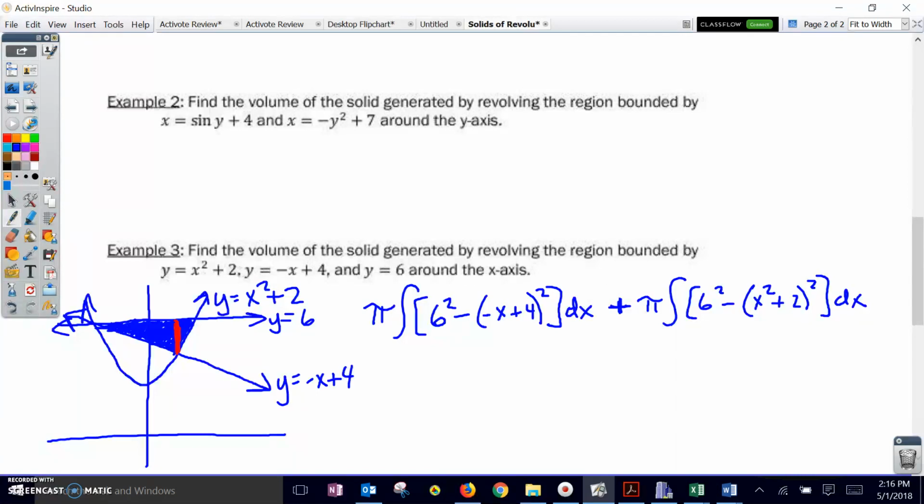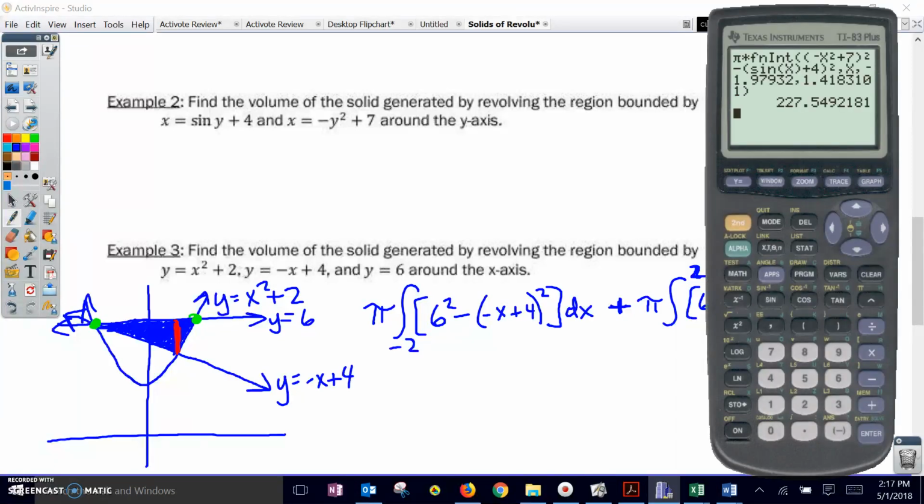And now I just need my limits of integration. Since we're doing this in terms of x, we want the x coordinates of these intersection points. This leftmost intersection point happens at x equals negative 2. So that's going to be my lower limit of integration for the first one. And this rightmost point of intersection happens at x equals positive 2. So that's going to be my upper limit for my second integral. And now I just need to know where y equals x squared plus 2 and y equals negative x plus 4 intersect.